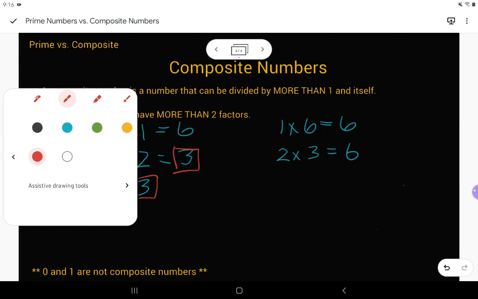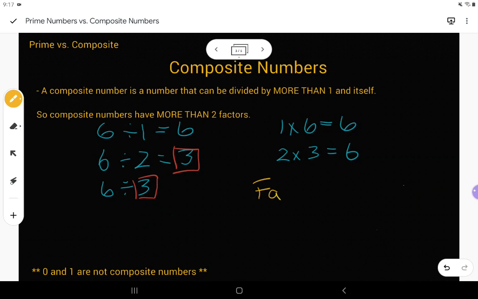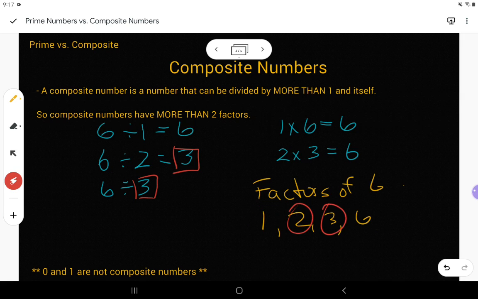We're done. And let's look at all our factors of 6. Our factors of 6, we've got 1 and 6, but we also have 2 and 3. And now there are 1, 2, 3, 4 factors of 6. That's more than 2 factors. That means that 6 is what we call a composite number because there are more factors than just 1 and 6. There are other factors aside from just 1 and the original number. That makes it a composite number.